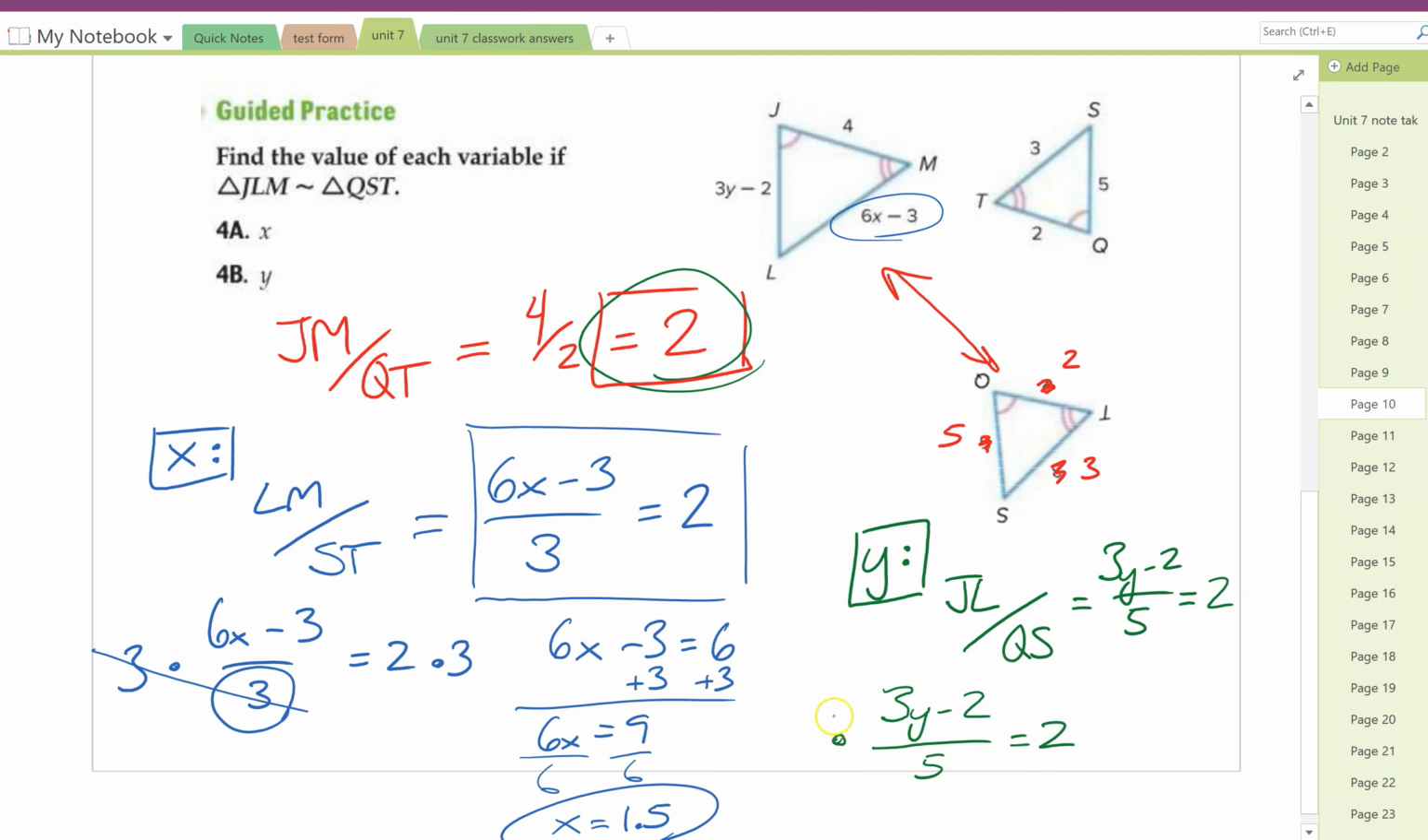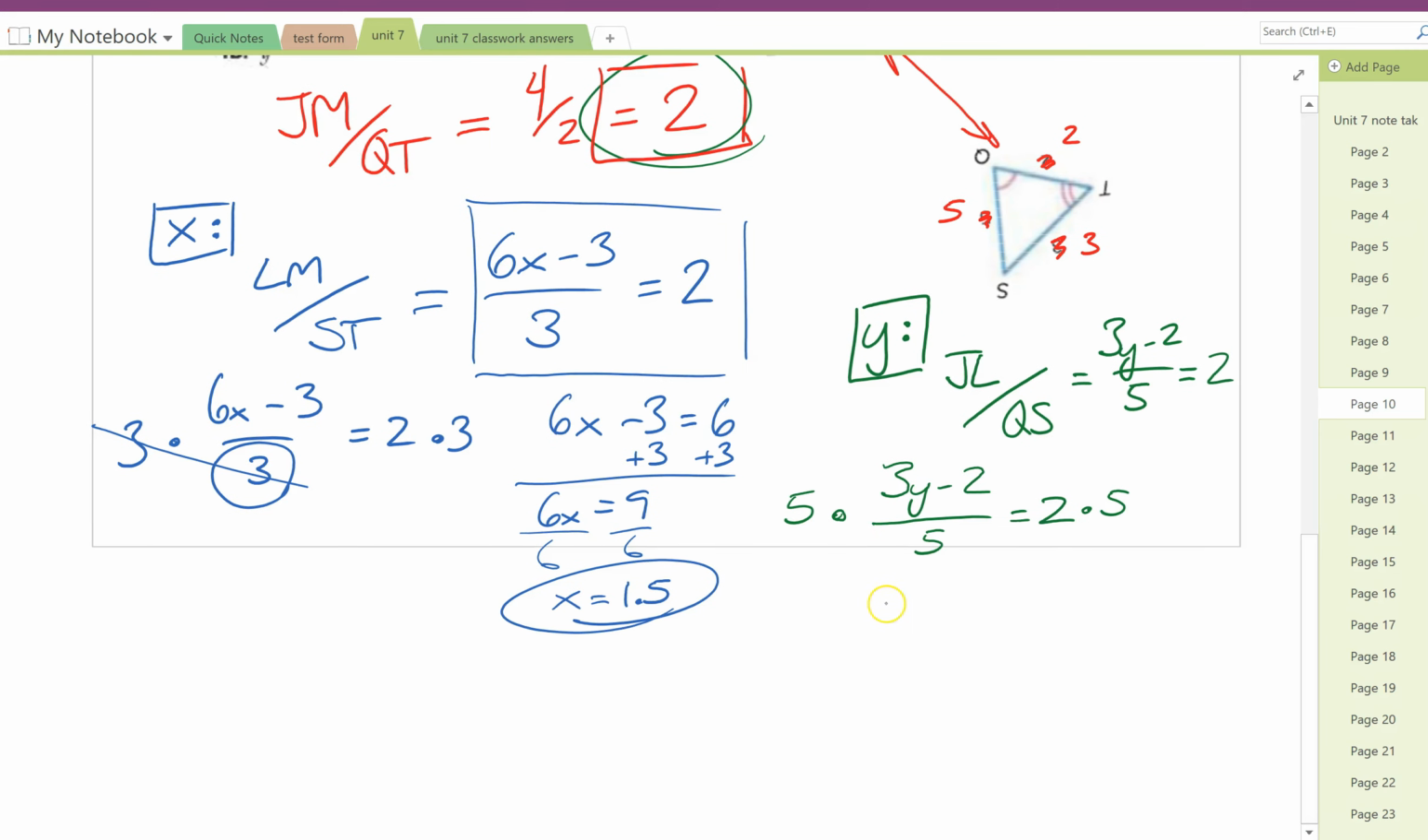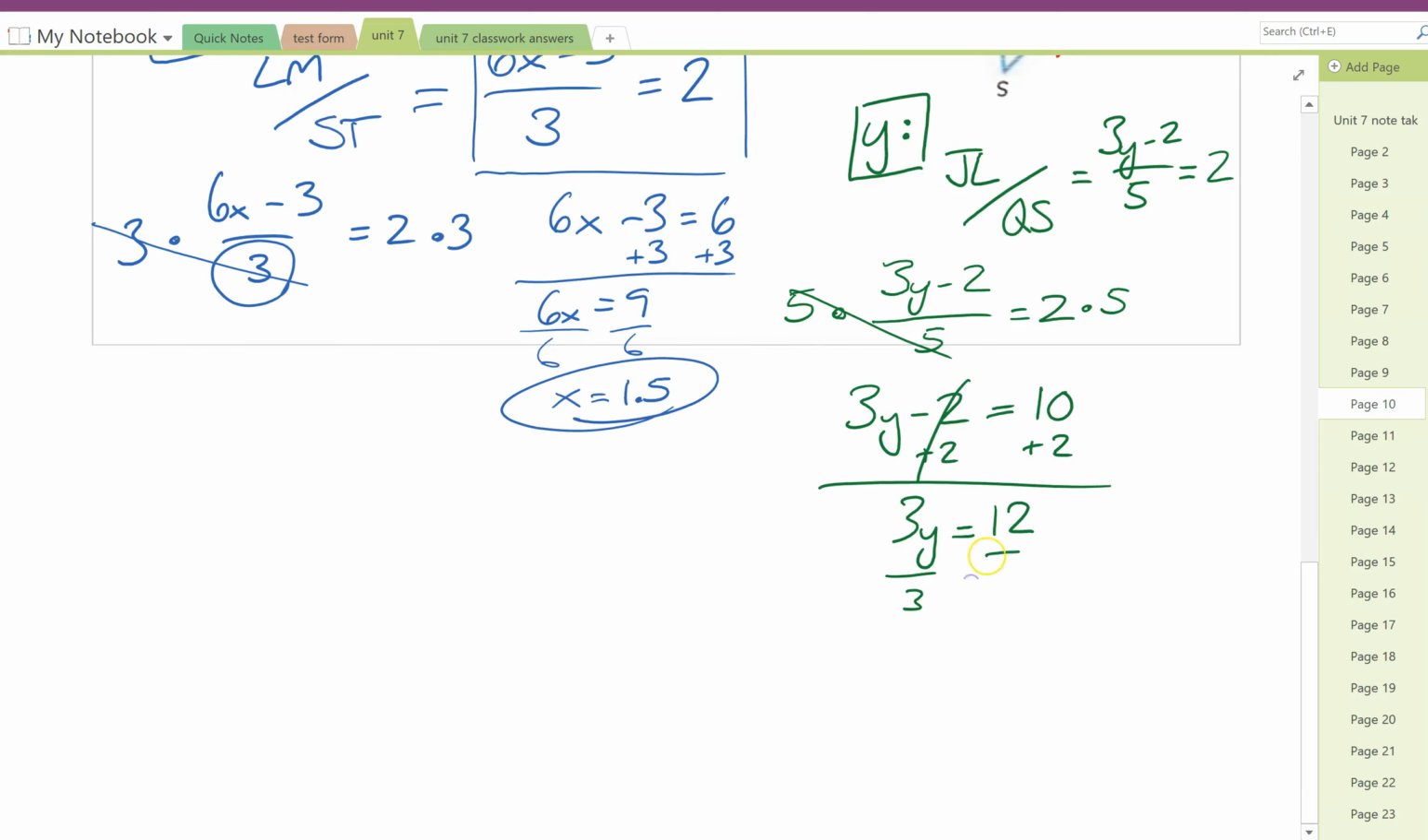Just like I did when I was solving for x, I'm going to multiply by whatever I'm being divided by to start with. So in this case, 3y minus 2 is being divided by 5. I'm going to multiply by 5 on both sides. So those two cancel. 3y minus 2 is equal to 2 times 5, which is 10. Add 2 to both sides. Those go away. 3y equals 10 plus 2, which is 12. Divide both sides by 3, and y comes out to be 4.